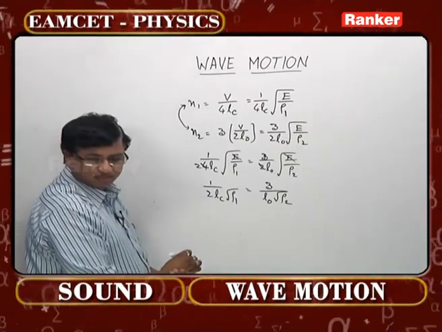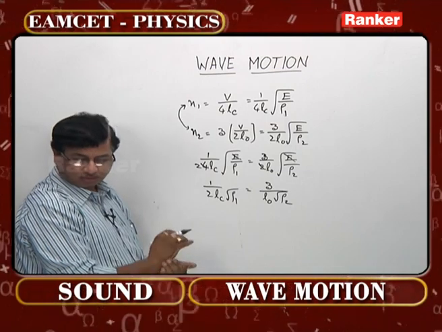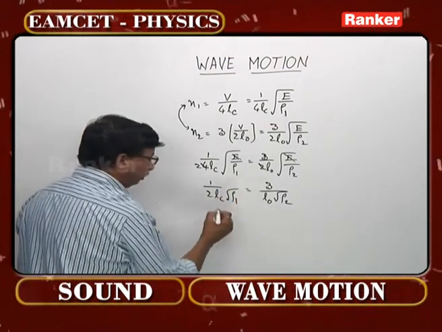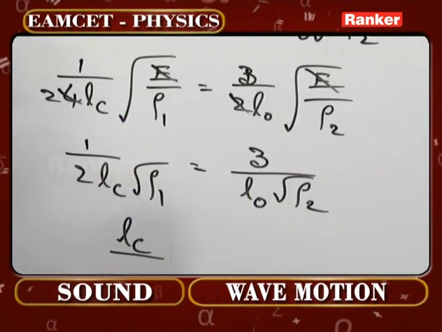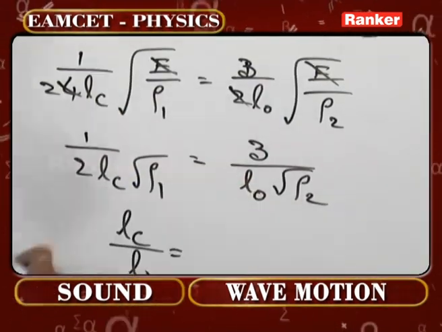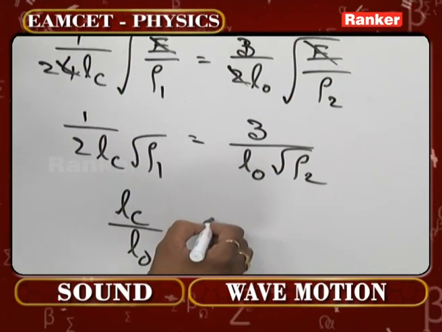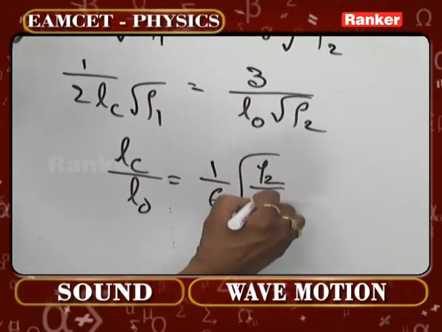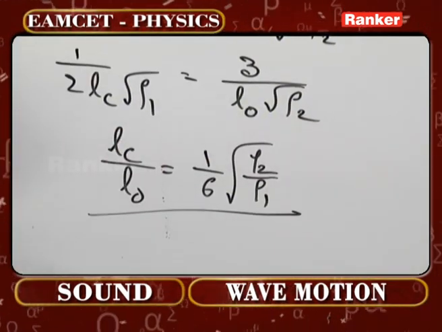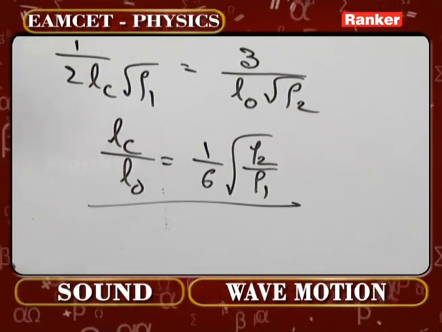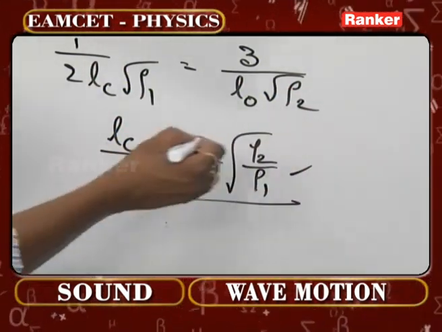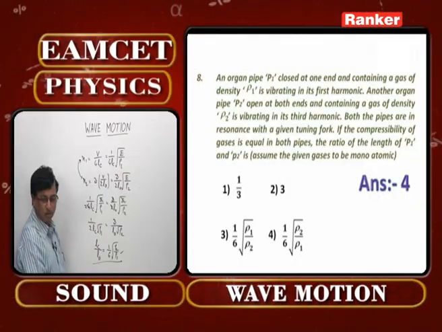That is the concept. Now he is asking you to find out the ratio of lengths of P1 and P2, that means L closed by L open. That is going to be 1 by 6 root of ρ2 by ρ1. That is the equation you are going to get. Now check this carefully please. 1 by 6 of ρ2 by ρ1 is going to be the fourth option, that's going to be true.